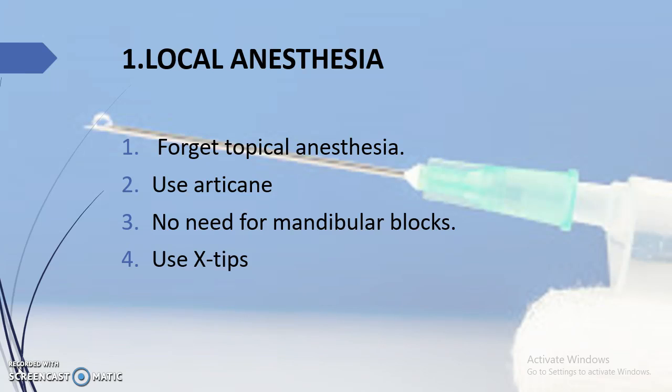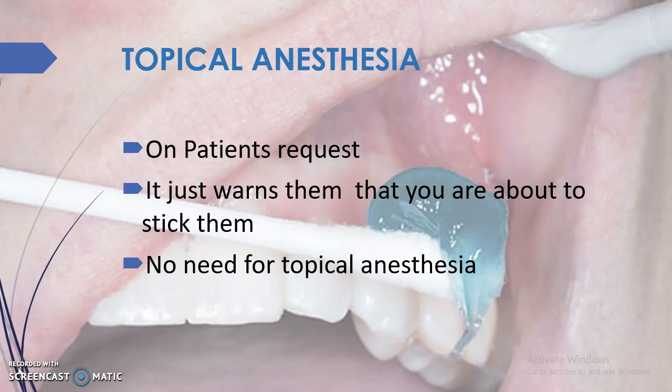If we have to give local anesthesia, firstly we should start by choosing the anesthetic agent, that is articaine. Then there is no need for the mandible blocks. We can use X-tips. They are very useful. Topical anesthesia can only be given to the patients who request it, and otherwise there is no need for topical anesthesia. You can directly go with infiltration.